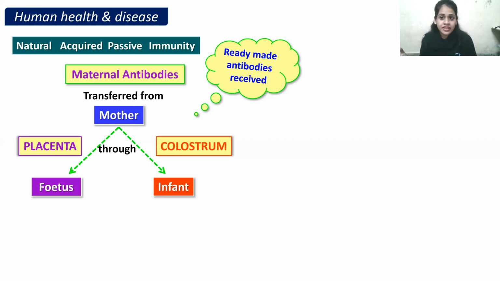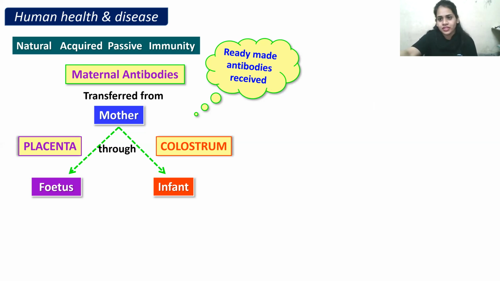In case of infant, it gets transferred in the form of colostrum, which is the initial milk which a mother feeds to her baby. And in fetal case, it gets transferred through placenta. Okay. So here the ready-made antibodies are given to the child. So that is why the example comes over here as natural, acquired, passive immunity.